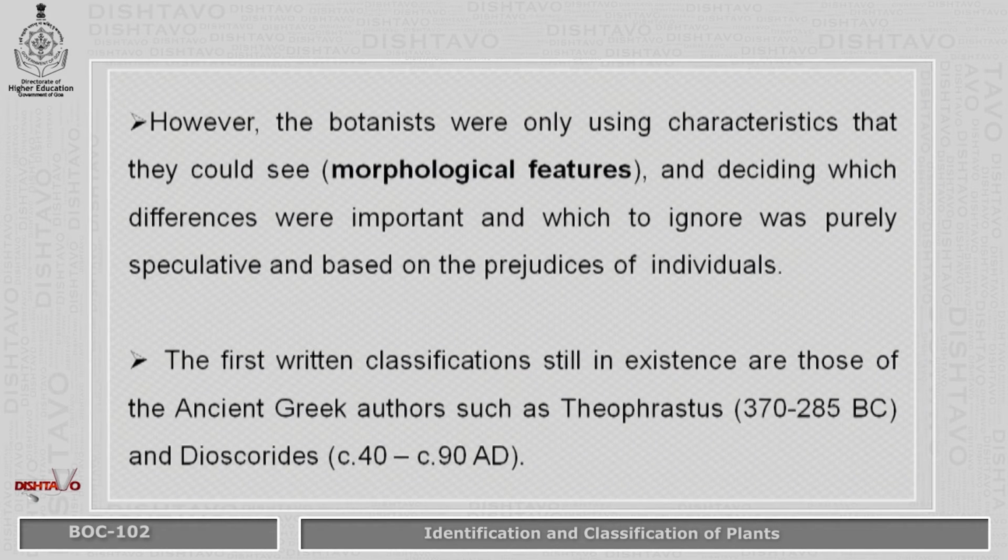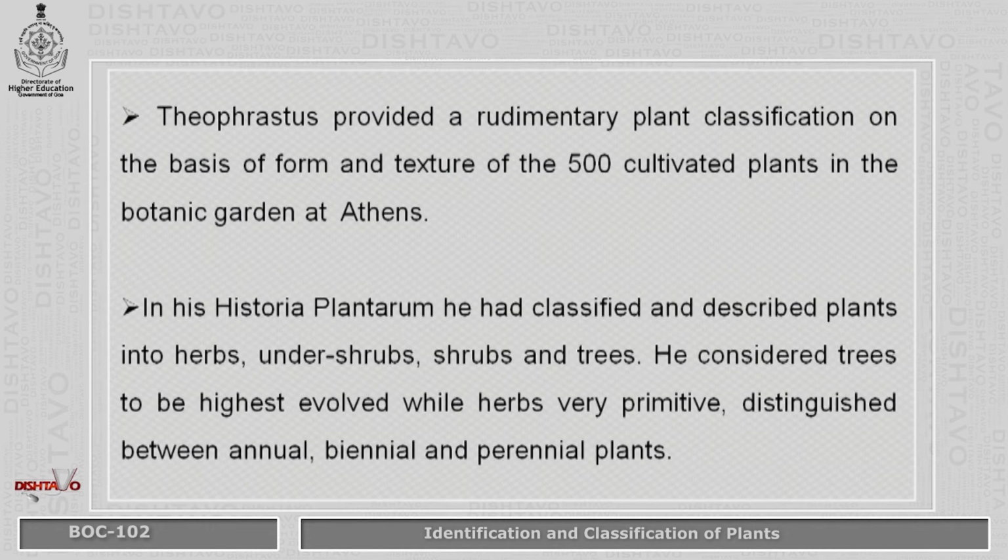However, the botanists were only using characteristics that they could see, like morphological characters, and deciding which differences were important and which to ignore was purely speculative and based on the prejudices of individuals. So the first written classifications, which are still in existence, are those of the ancient Greek authors such as Theophrastus and Dioscorides. Theophrastus provided a rudimentary plant classification on the basis of form and texture of 500 cultivated plants in the botanical gardens at Athens. He published it in a book called Historia Plantarum.